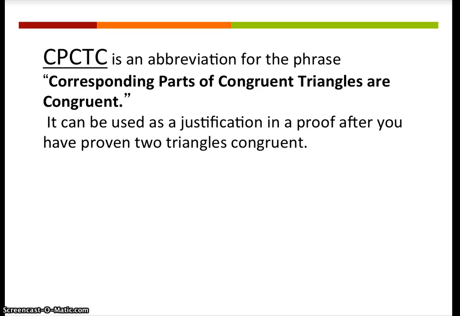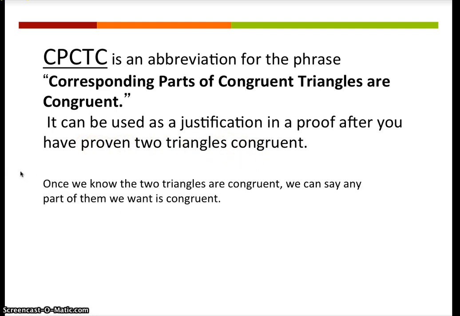Well, CPCTC is an abbreviation for the phrase corresponding parts of congruent triangles are congruent. And this can be used as a justification in a proof after you have proven that two triangles are congruent. So let's say that we have two triangles and we know that they're congruent. Well, once the two triangles are congruent, then we can say that any part of them we want is congruent.